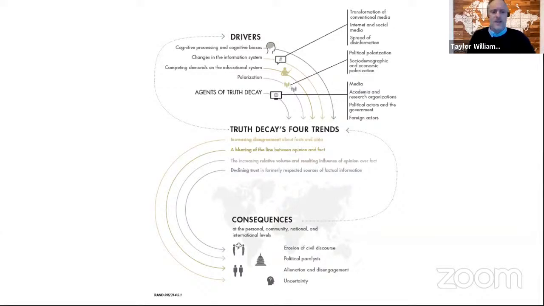Policy uncertainty at the national level is our final consequence. Having a common set of facts means that various stakeholders can have objective data and benchmarks when evaluating policy. Without agreement on those facts, policy uncertainty can constrain responses to crises and affect investments in critical public health infrastructure.